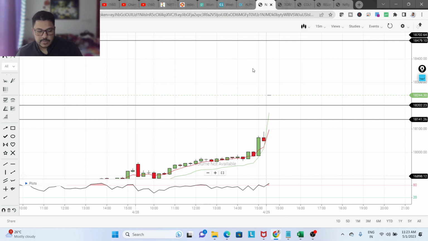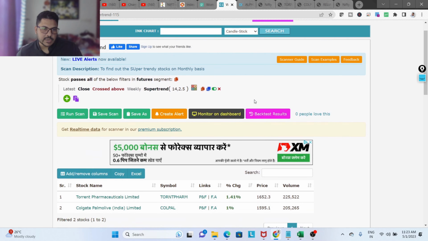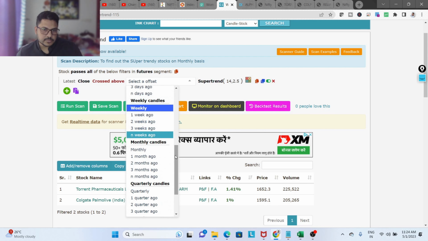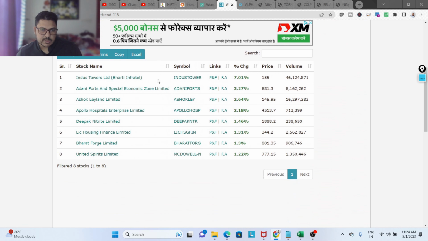And how do you trade equity stocks on a daily basis? What should be the rule? What should be the main criteria? The main criteria you can define on a charting tool is that your latest close, which is your daily candle, should cross above the daily Supertrend 14, 2.5. Then you will get all these stocks: Indus Towers, Adani Ports, Ashok Leyland, Apollo Hospitals, Deepak Nitrite, LIC Housing Finance. So let's look at Indus Towers first.